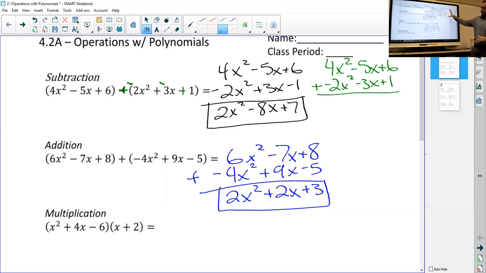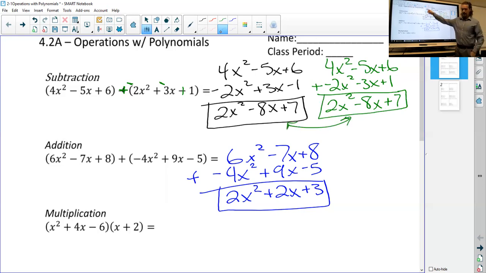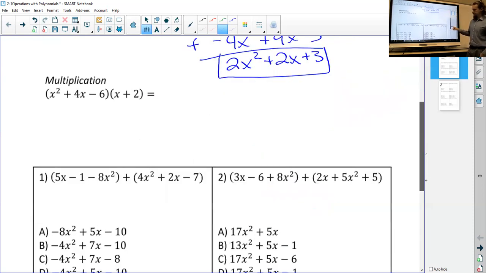Okay, now I don't have to think. Now it's just like this one, and that was no trouble. 4 minus 2 is 2. Negative 5 minus 3 more is minus 8. And 6 plus 1 is 7. There it is. So notice we get the same answer either way. So it's up to you. You can either actually subtract, or you could rewrite it as an addition problem, flip all the signs in your second set of parentheses, and then just combine them together. Up to you.